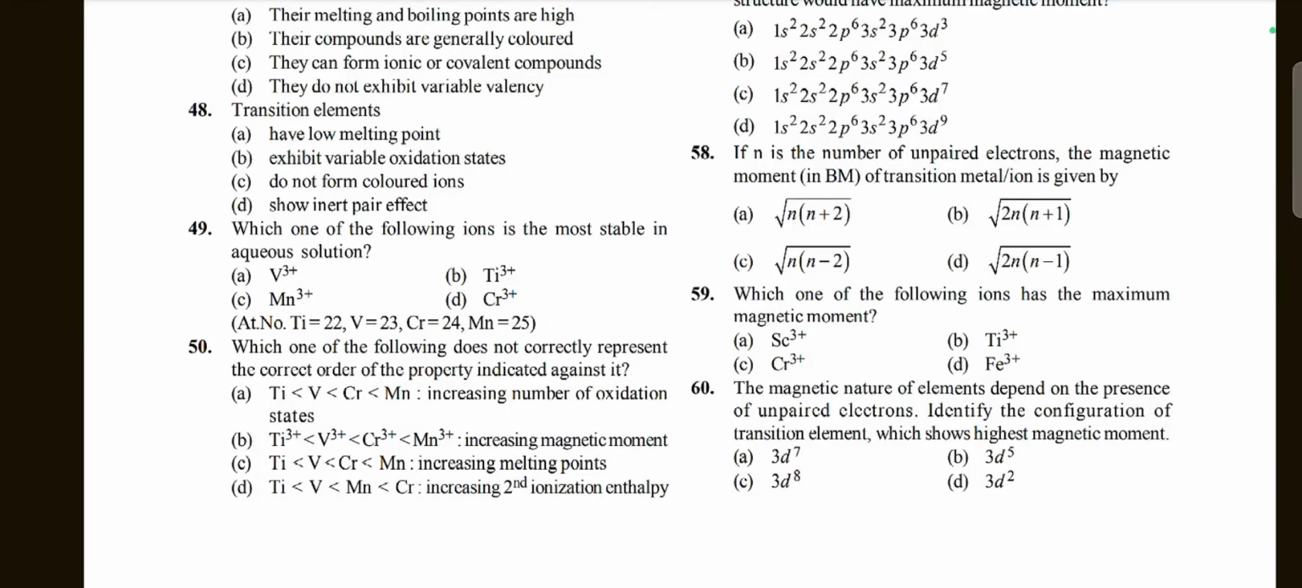Which one of the following ions is the most stable in aqueous solution? Cr3+. For chromium, plus 3 oxidation state is the most stable.